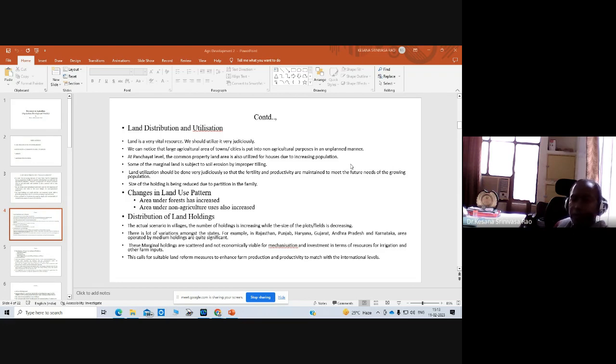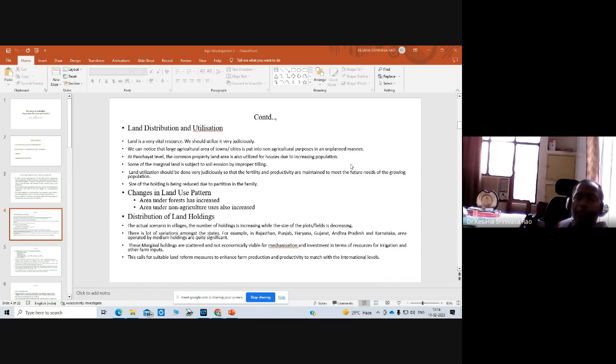Distribution of land holdings, this I have already told you. The actual scenario in villages is that the number of holdings is increasing, while the size of the plots or fields is decreasing. Number of holdings means, as I have told you, that if a father has two children or more, whatever land property he has can be equally distributed among the children. In that way, the number of holdings is increasing and the size of holdings is declining.